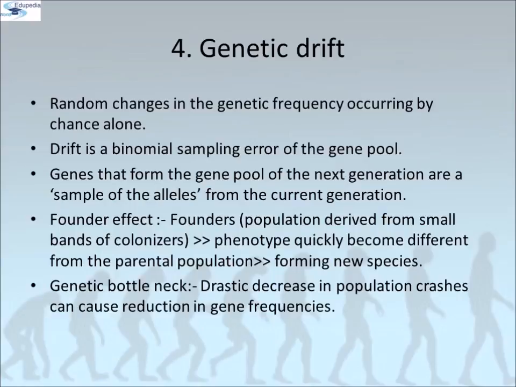A drastic decrease in population size due to population crashes can cause change in gene frequencies. Since the gene pool is limited, population crashes reduce the ability of the population to re-establish its former richness. Such a reduction in gene frequencies is called a genetic bottleneck. It often prevents a species from reversing its path to extinction.